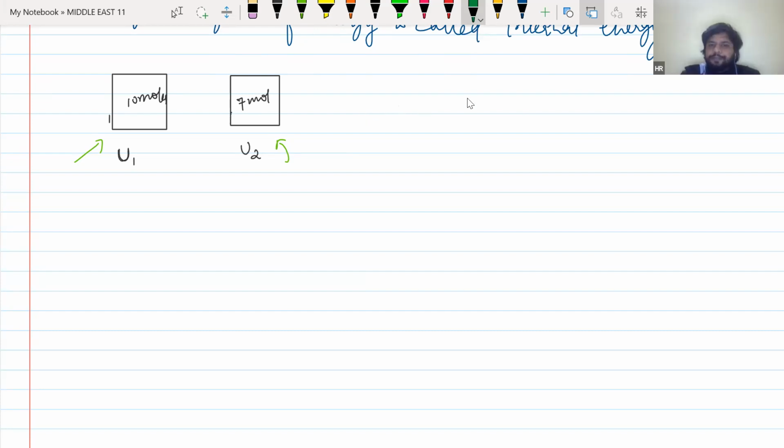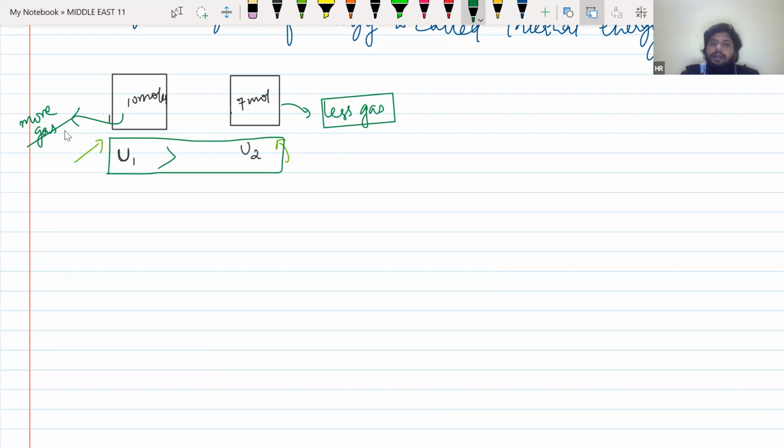Okay, just see. Actually, U1 will have more internal energy than U2. Why? Because here the number of moles of gas is more, and here there is less gas. If the number of moles is greater, that means the kinetic energy will be greater. Here 3 moles of gas are less, that means 3 moles of kinetic energy is less. Is that clear? Yes, sir.